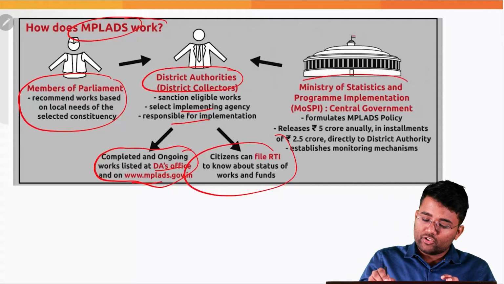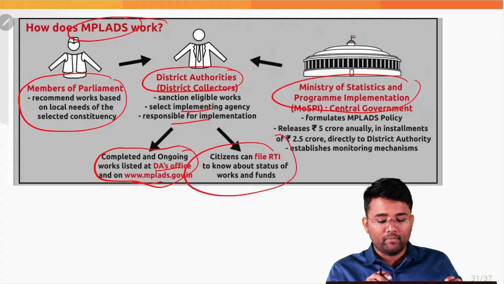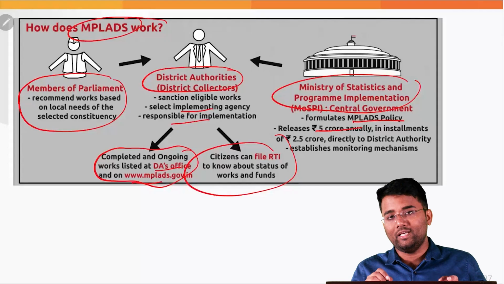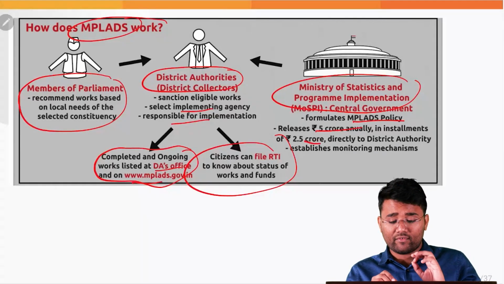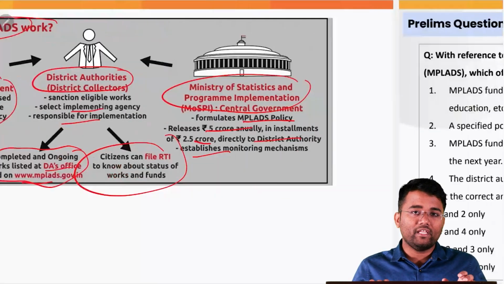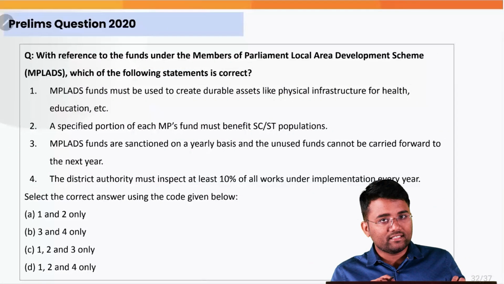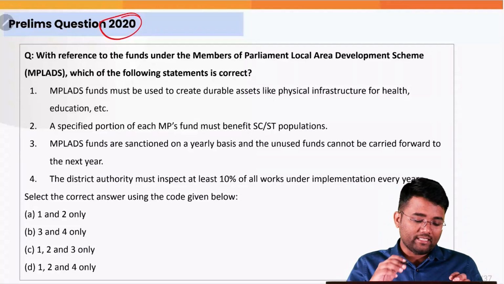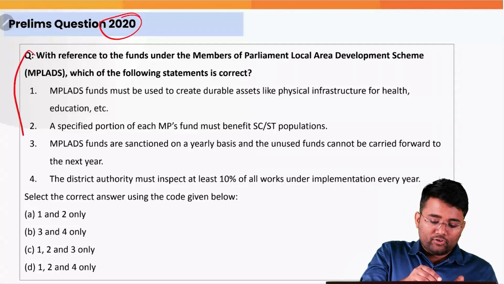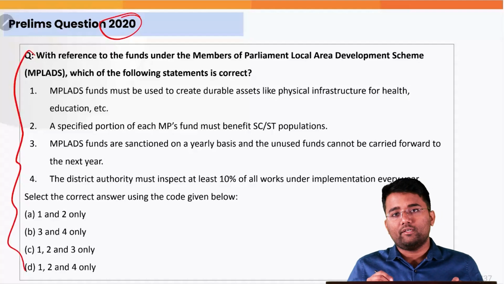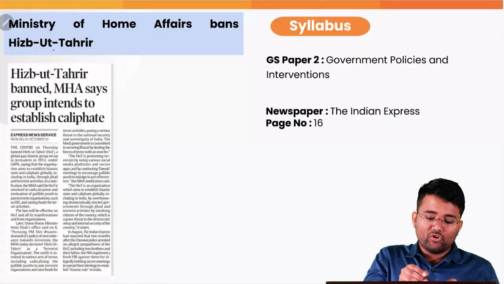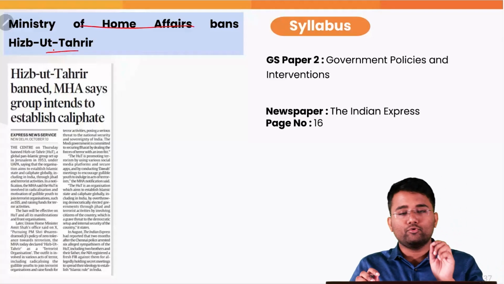Also, the Ministry of Statistics and Program Implementation formulates the MPLADS policy and releases 5 crore annually in installments of 2.5 crore directly to the district authority, and they have also established various monitoring mechanisms. In this regard, a prelims question was asked in the year 2020. Please answer this particular question in the comment box. Next topic is Ministry of Home Affairs bans Hizb-ut-Tahrir.